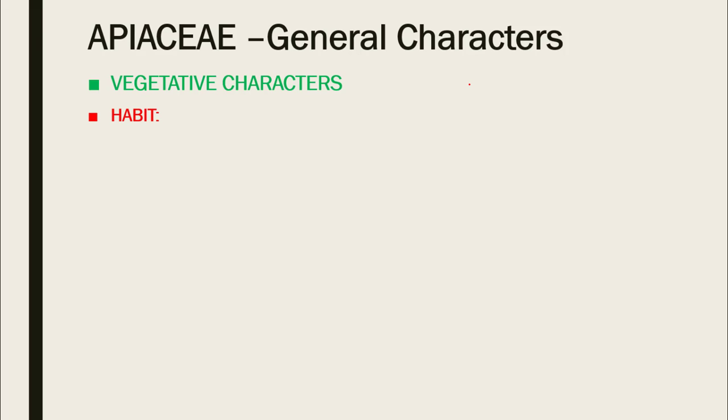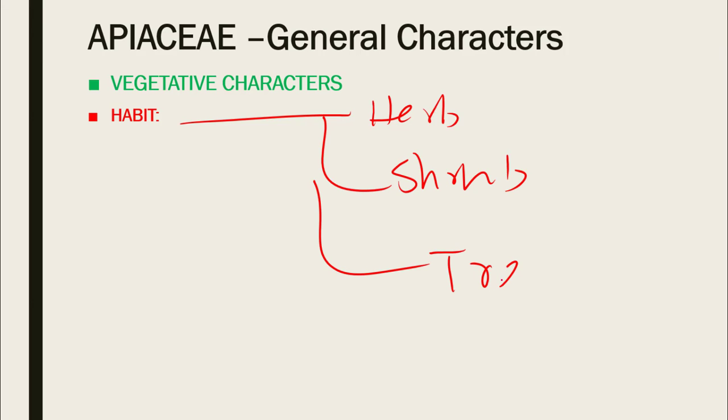So habit. As I told you in the previous video, habit is a term used for the overall form, how a plant looks, so it is its habit. So we have three major groups in the habit, and that is herb, shrub, and tree. Now again, as I told you in the previous video, this is not a very technical classification of herb, shrub and tree, but this particular classification is very handy when we are to identify or when we are discussing a plant that it is a herb.